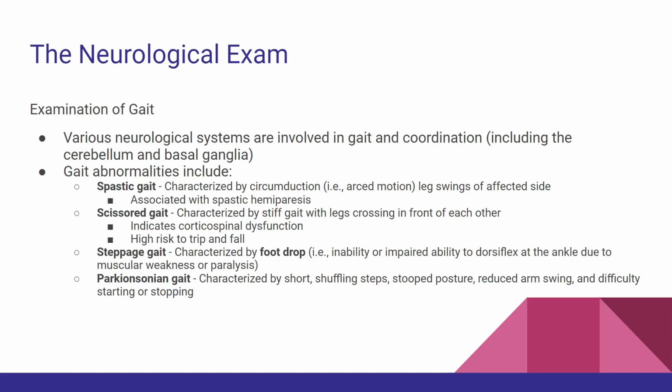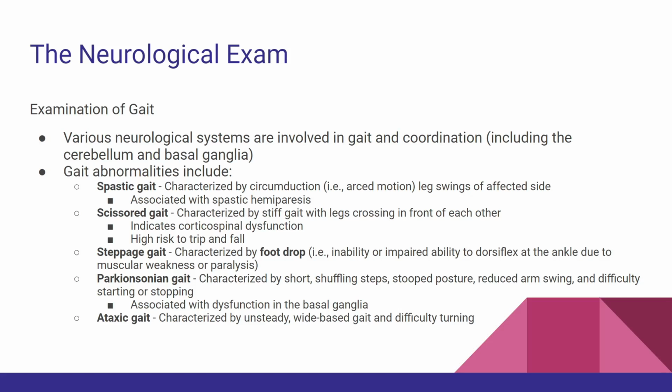And you'll see that most commonly in Parkinson's disease, but there are other conditions that present with a Parkinsonian gait, and that's associated with dysfunction of the basal ganglia. Finally, there's ataxic gait, which is characterized by an unsteady, wide-based gait and difficulty turning, and that's associated with dysfunction of the cerebellum. And you'll typically see this when someone is inebriated on alcohol. Alcohol has a very strong impact on our cerebellar functioning.